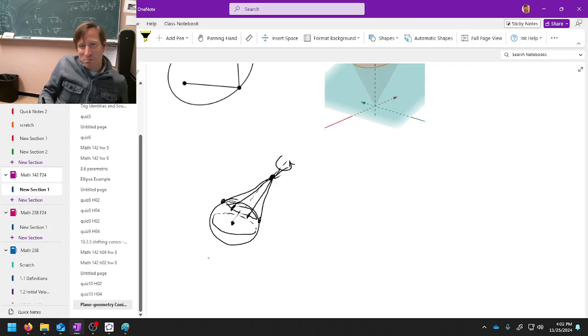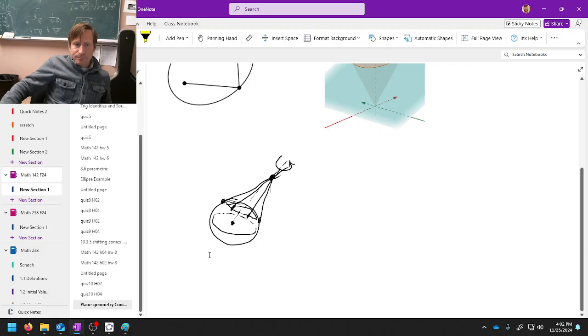Call that the party hat theorem, since this looks like a party hat sitting on top of someone's head. So all of the tangent line segments to a sphere from a given point are all the same length.